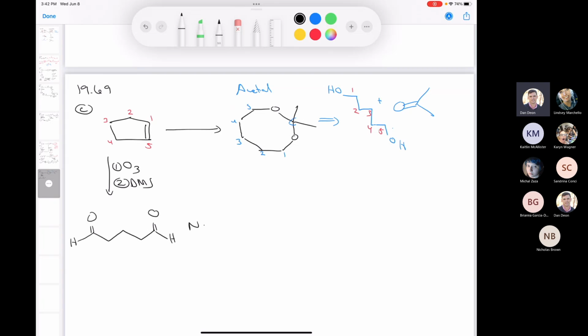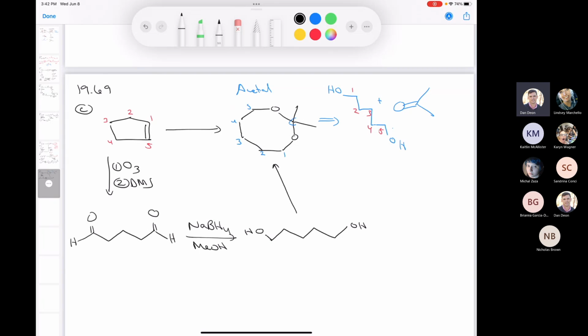You know what? Sodium borohydride doesn't get enough love. So let's put sodium borohydride. You could put methanol. You could put ethanol. You could put water. Let's pick methanol. And we have 1, 2, 3, 4, 5. We have a hydroxyl here and a hydroxyl here. So we have our 1,5-pentane diol.